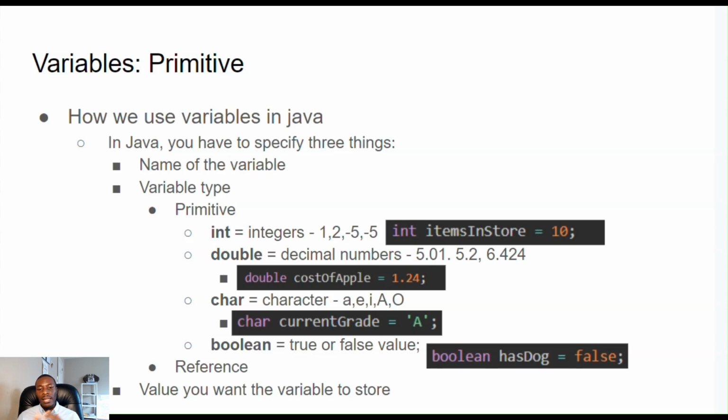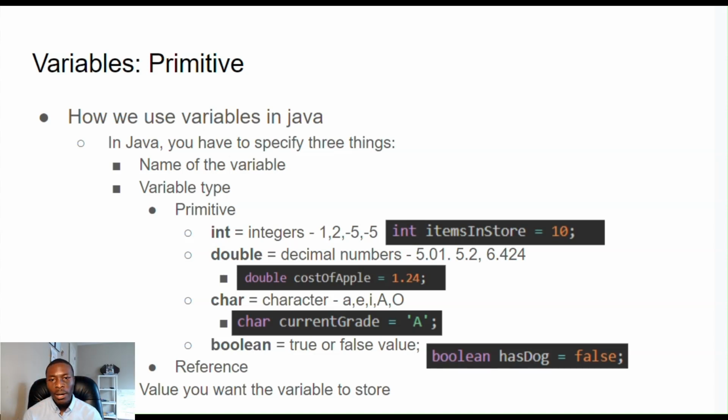And then the last variable type is boolean, variables that hold either true or false. And you can see the example there.